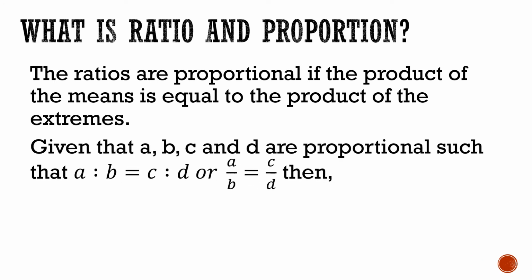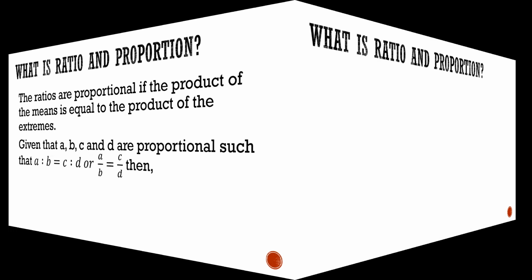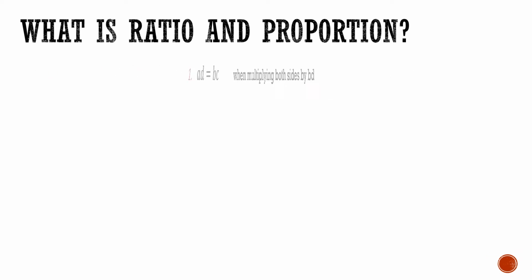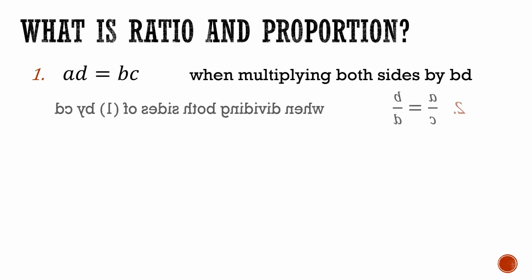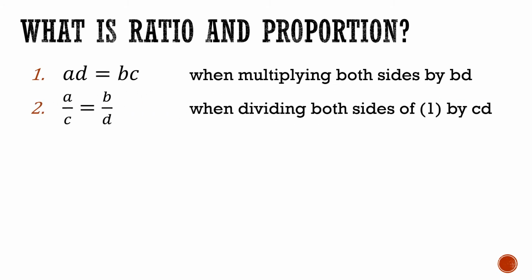Given that A, B, C, and D are proportional such that A is to B equal to C is to D, or A over B is equal to C over D, then AD is equal to BC when multiplying both sides by BD. A over C is equal to B over D when dividing both sides of the equation AD equal to BC by CD.